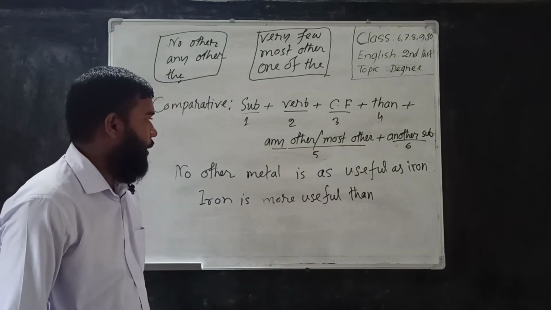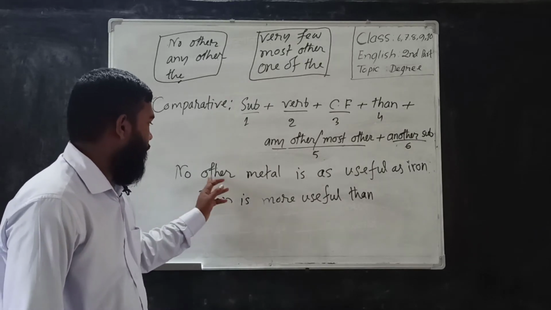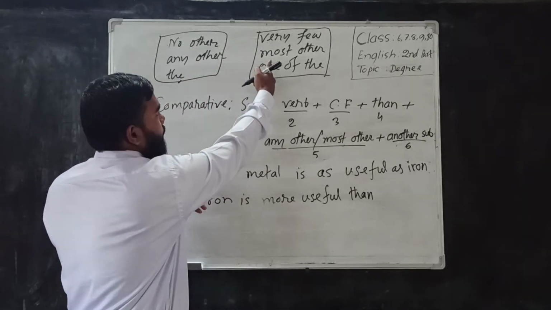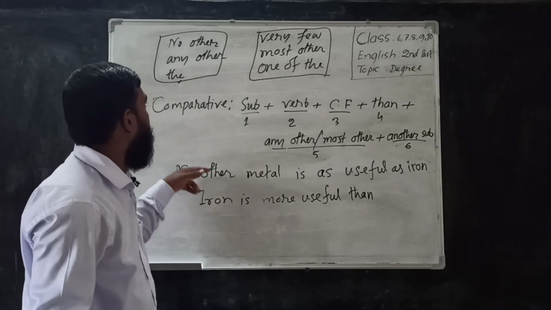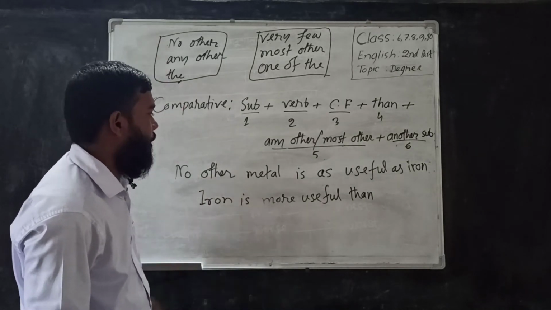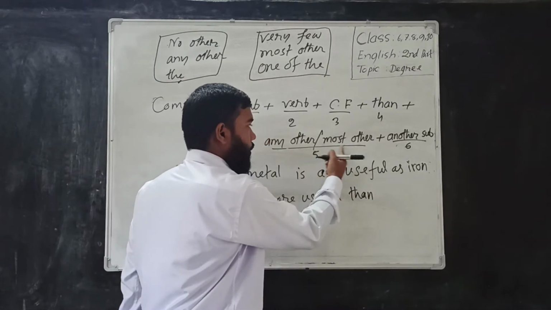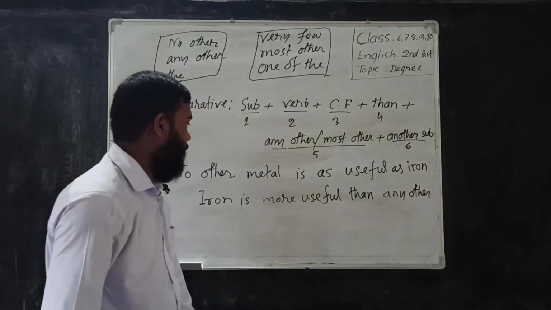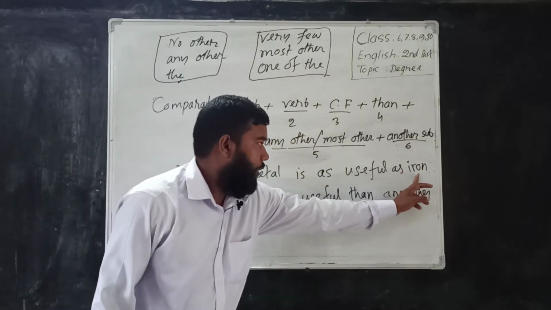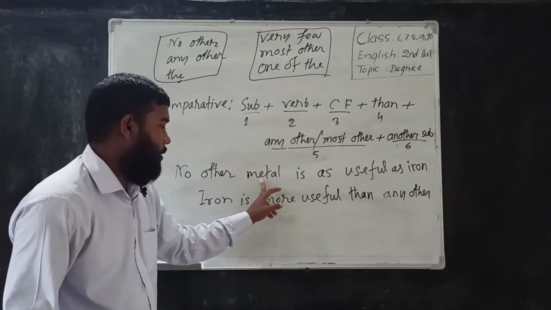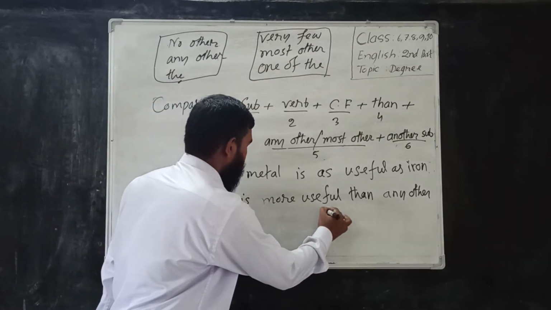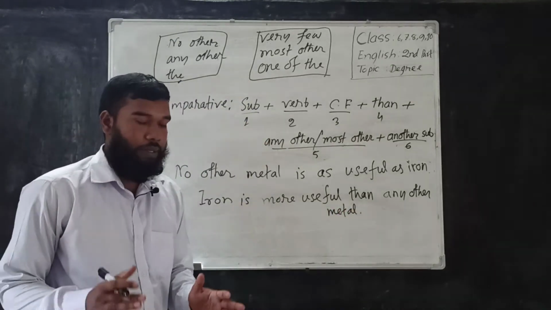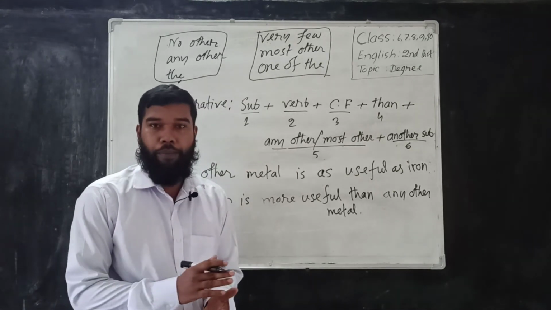Next step, any other word, most other. As we see here, no other. We have to take any other or most other. What should we take? Obviously, as there is no other, we have to take any other. We have to take one of them. Any other, another subject. As we have taken iron as subject, another subject is metal. Okay, last word will be metal. That's another subject. The answer is iron is more useful than any other metal.